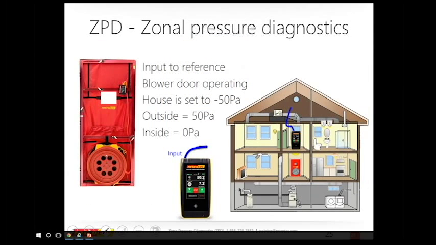So, Joe, before we go into this one, let's do another poll. Let's get an idea of if you've actually done ZPDs or how frequently you do them, because next up, I think, is to explain the steps of a ZPD.